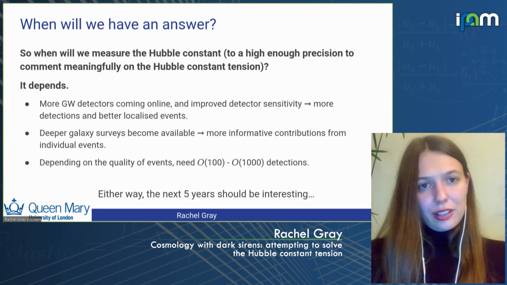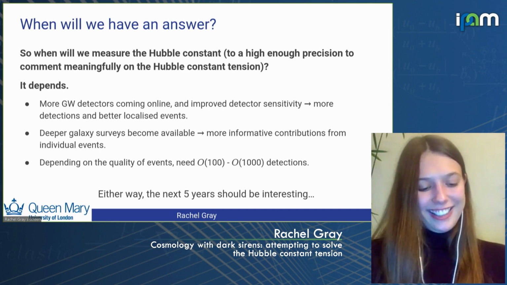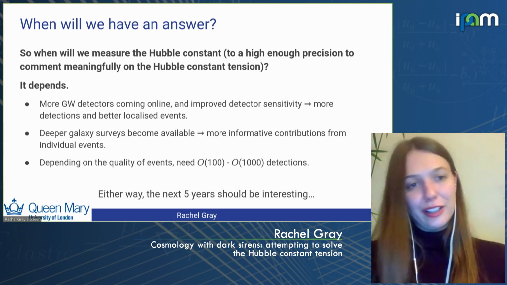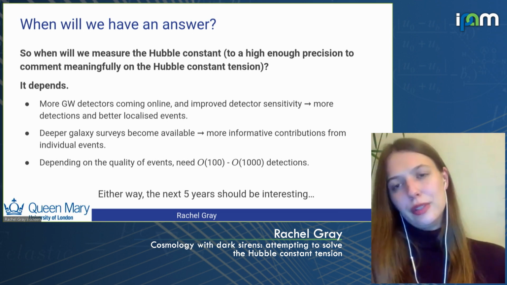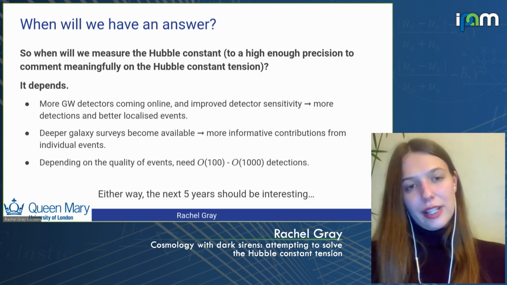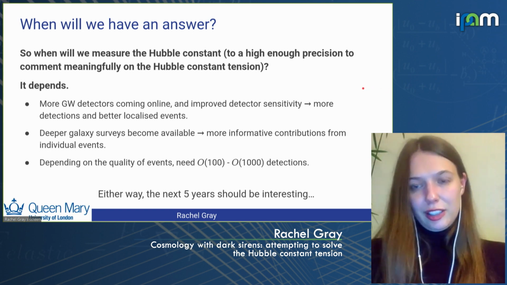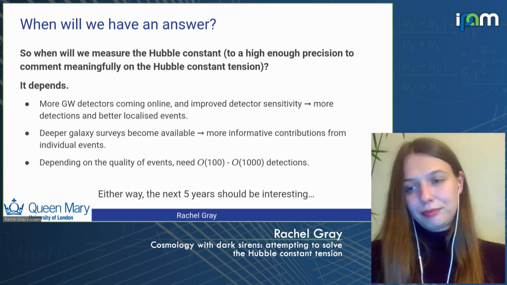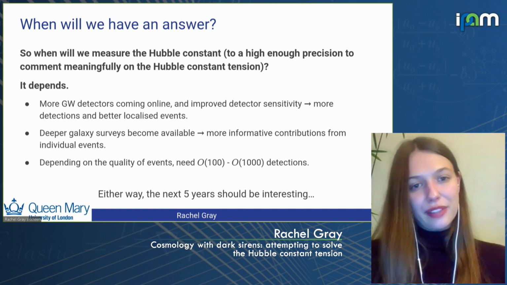So when do you think we will have an answer? Usually I am very hand-wavy when it comes to something like this, and I will continue to be hand-wavy. When will we measure the Hubble constant well enough to determine who is right, whether it's low H0 or high H0 systematics or an inaccurate model? And I'm going to say it really depends. It depends on a lot of things. It depends mostly on the quality of events that we get over the next few observing runs.